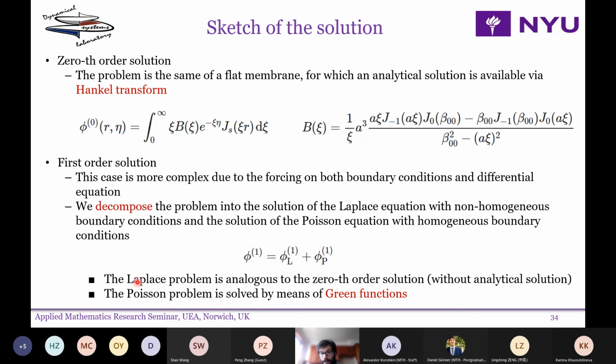conditions. So at this point, we solve the Laplace problem, which is the same as the zeroth order solution, but the boundary condition is a little bit more complex. So we cannot solve it directly with an analytical solution. We need to do some numerical integration in this case. And for the Poisson problem, instead, we utilize the method of the Green's functions.